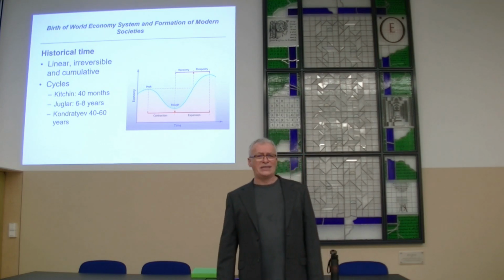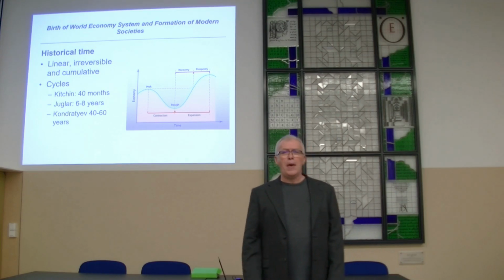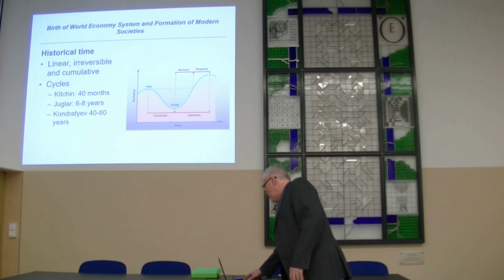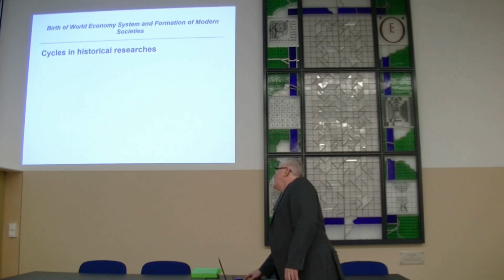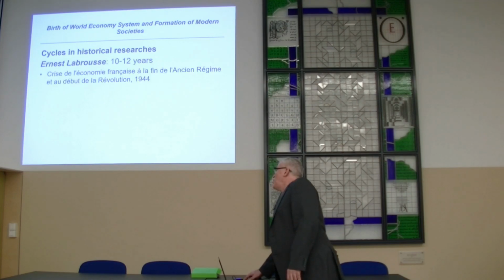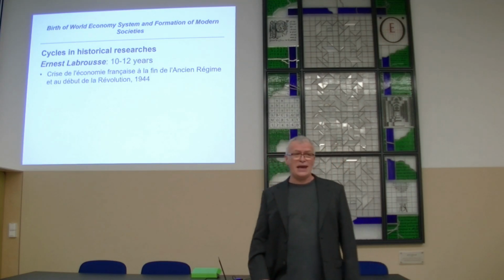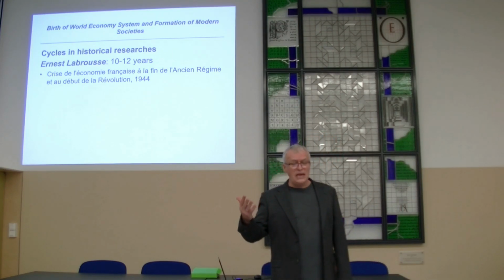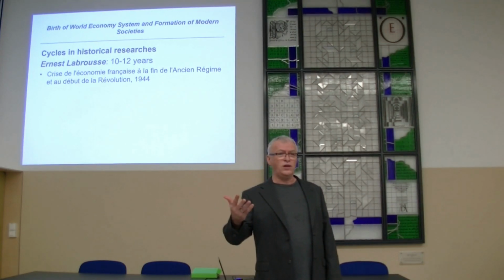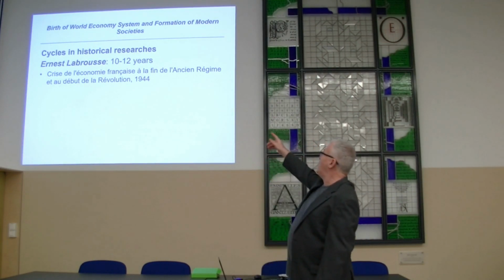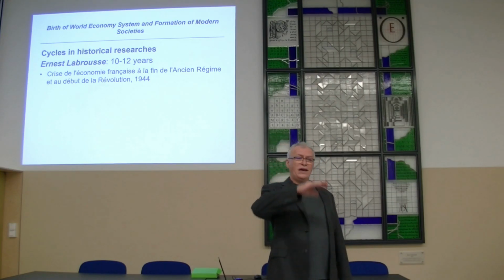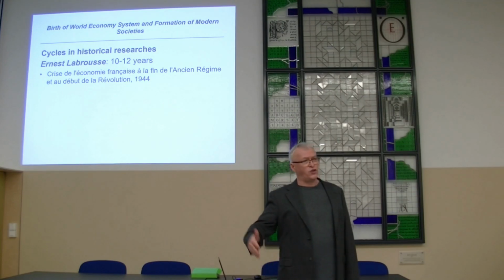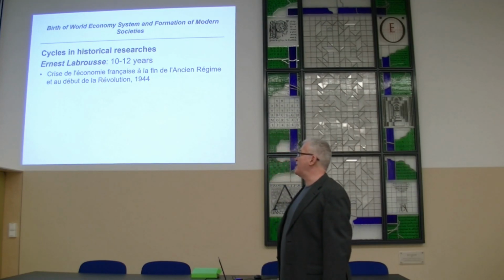Why is the cycle strategy interesting for us? Because for economists, it is for earning money on the stock exchange. But historians tried to use cycle theory in the historical past. The first historian, Ernest Labrousse, a French historian, tried to describe the events before the French Revolution and identified a 10 to 12 year long crisis cycle before the French Revolution at the end of the 18th century.